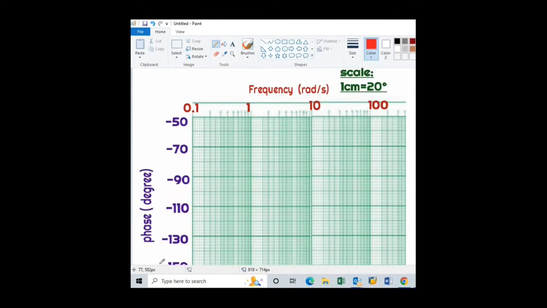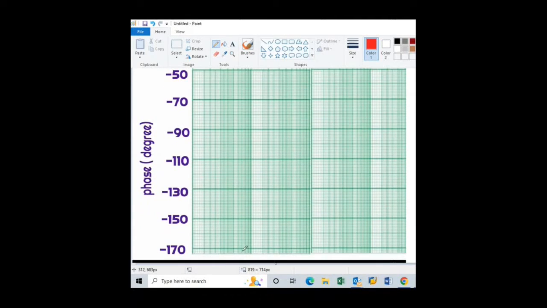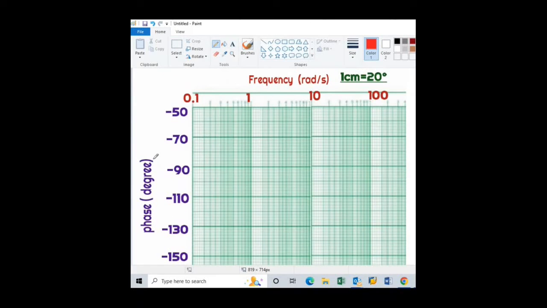Now on the vertical line we have to select the phase in degrees. So we will select the range 1 centimeter equal to 20 degree. Now if we observe, this phase angle phi varies from minus 90 to minus 171. So we will select the range from minus 50 up to minus 170 degree. Here 1 centimeter indicates 20 degree, so 1 millimeter is equal to 2 degree. So on this vertical line is the phase angle phi. Now we will select the points.